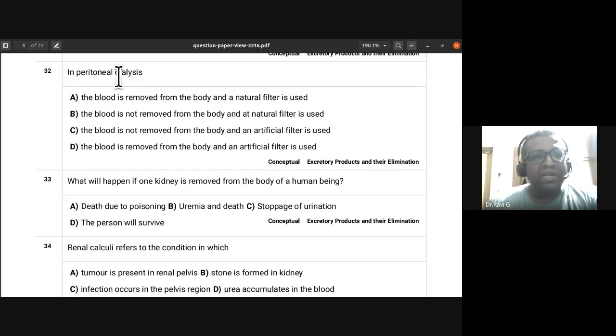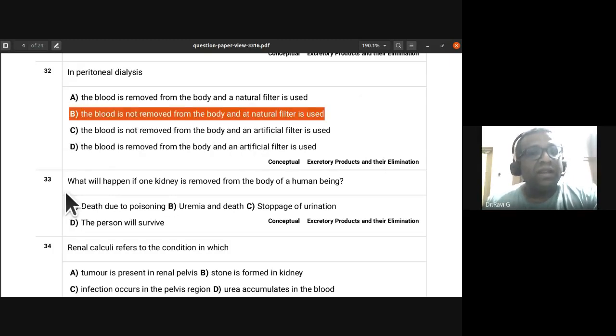In peritoneal dialysis, the blood is removed from the body and a natural filter is used; the blood is not removed from the body and a natural filter is used; the blood is not removed from the body and an artificial filter is used; the blood is removed from the body and an artificial filter is used. So B is the correct answer. In peritoneal dialysis, the blood is not removed from the body and a natural filter is used. So B is the correct one for the 32nd question.